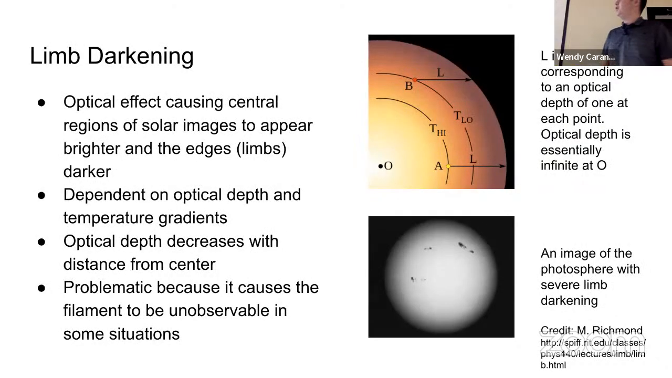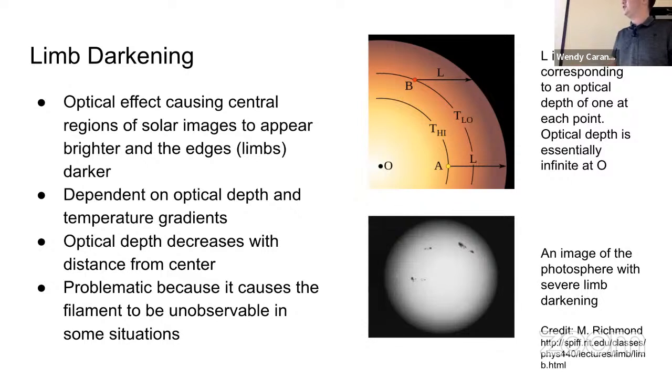Another thing you have to account for with H-alpha images is limb darkening. This is an optical effect. You can see it here. It causes the brightness to gradually decrease. The center appears really bright and the edges, or what you call the limbs, appear really dark. And so yeah, it's shown here.